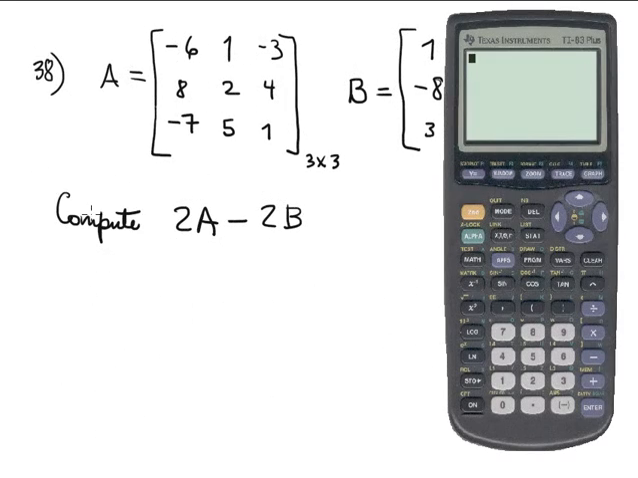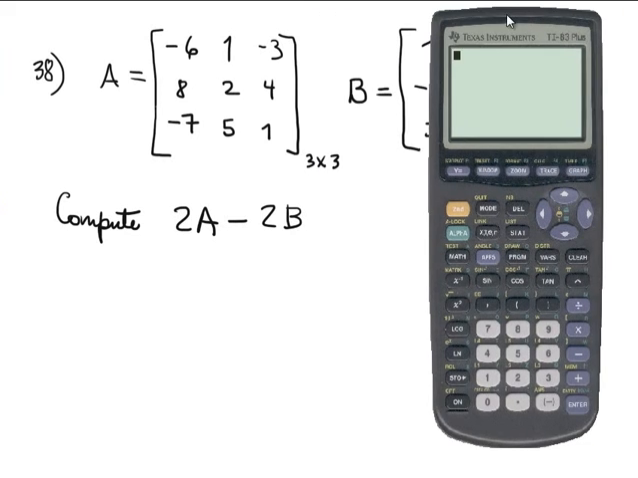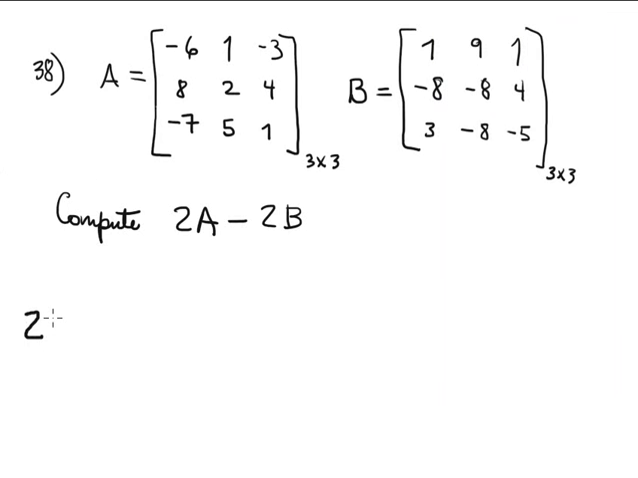Okay, another question. We have two matrices A and B. Both are 3 by 3 matrices. And compute 2A minus 2B. In this example we are doing it by hand and using the calculator, because I want to illustrate any operation using the calculator. So first of all, let's do it by hand. Suppose 2A.